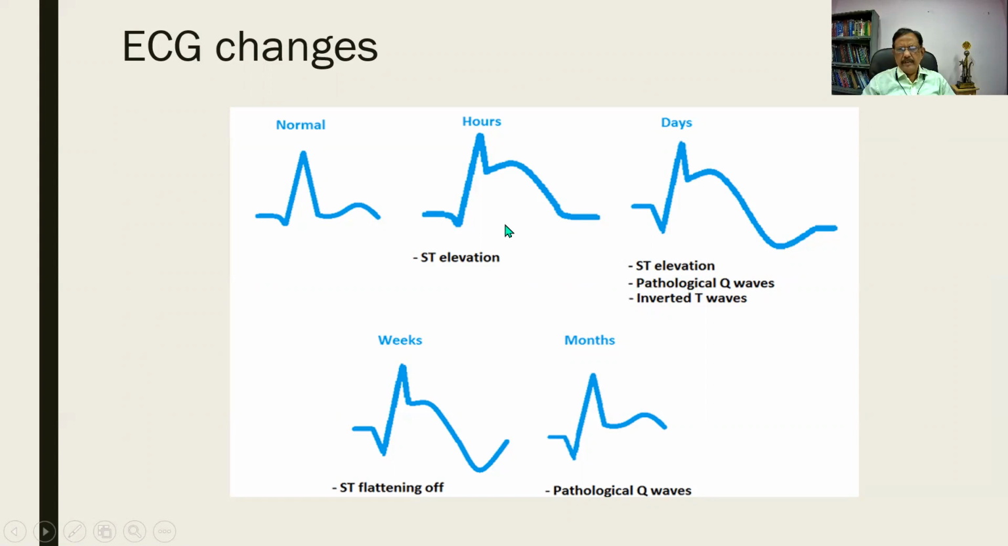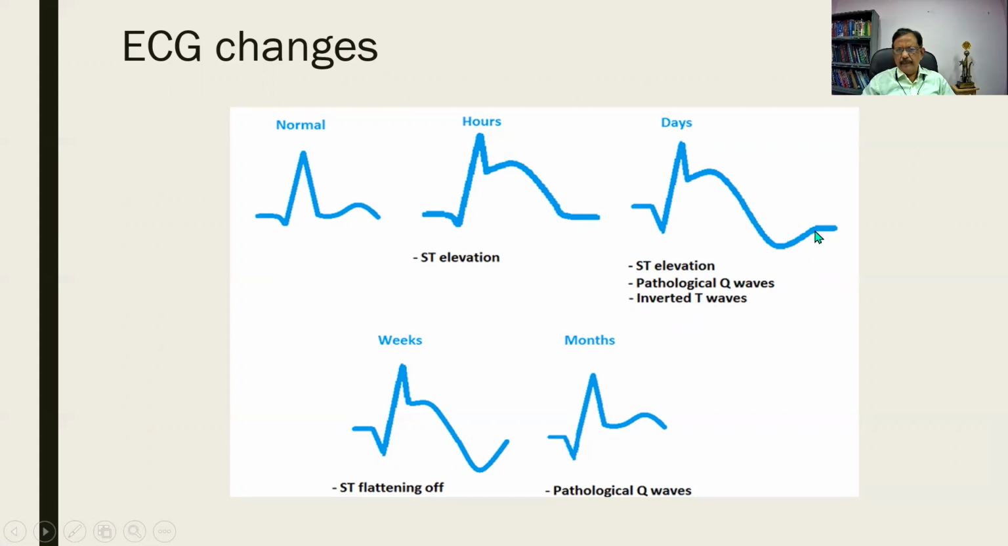There is an elevation of the ST segment. This is the ST segment. There is an elevation of the ST segment within hours. There is only one slide for ECG, so please concentrate. So there is an elevation of the ST segment. And here also, after days, you find that there is still an elevation of the ST segment, and there can be inversion of the T waves.